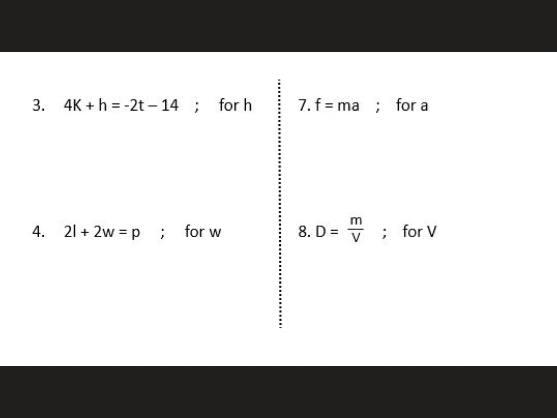Now we can revisit 3 and 4. So for 3, we're solving for H. So H is on the left-hand side, so I'd have to get rid of the 4k. I would do that by subtracting. So then that will give me H equals, and now when I look at the right side, there's 3 things here. There's a t term, there's a constant, and there's a k term. None of these are like terms, so I just have to rewrite them all together. So negative 2t minus 14 minus 4k.